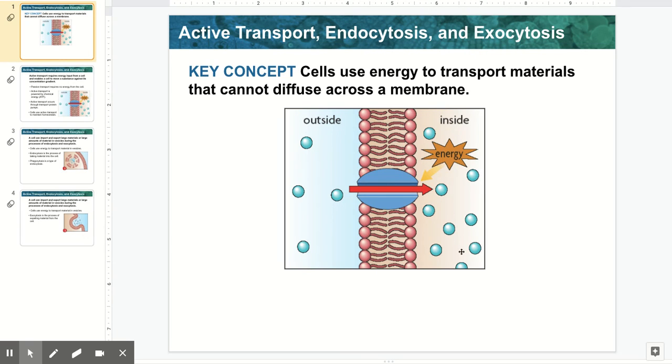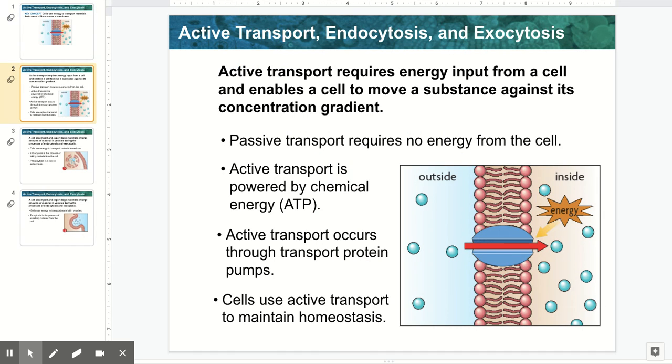So there's a lot more of these blue dots inside, yet the molecules are still going across and being pushed against the concentration gradient. And they're pushed against the concentration gradient by ATP. And these things here, these are called protein pumps.